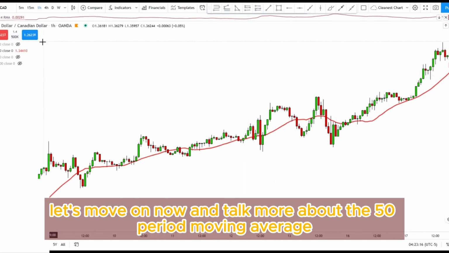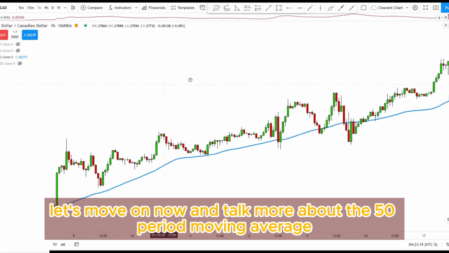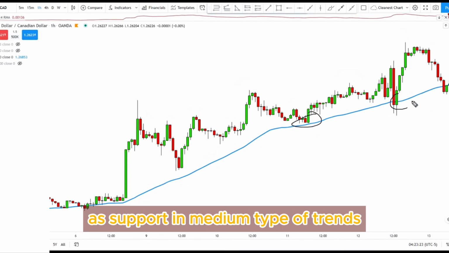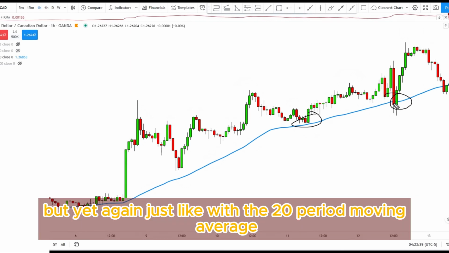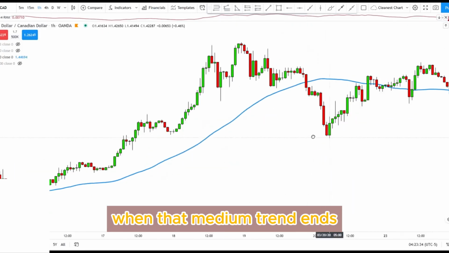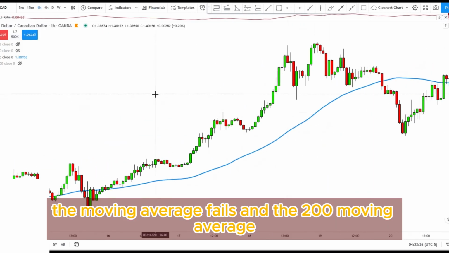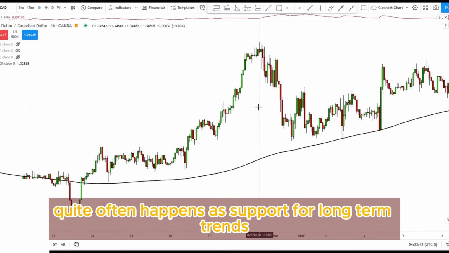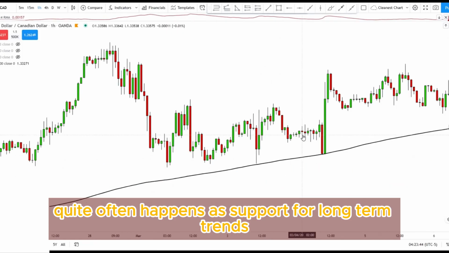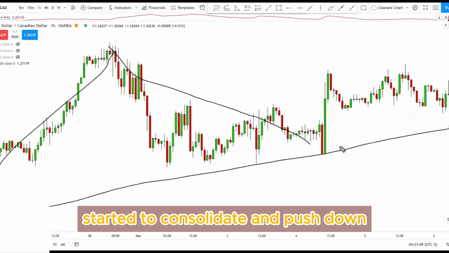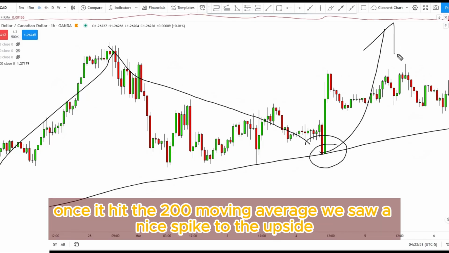Let's move on now and talk more about the 50-period moving average. So the 50-period moving average tends to hold up as support in medium type of trends. But yet again, just like with the 20-period moving average, when that medium trend ends, the moving average fails. And the 200 moving average, which actually acts as support quite often, happens as support for long-term trends. So this market had been going up for a while, started to consolidate and push down. Once it hit the 200 moving average, we saw a nice spike to the upside.